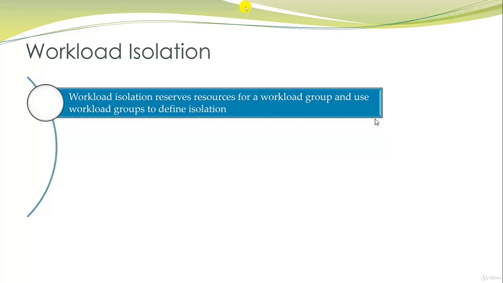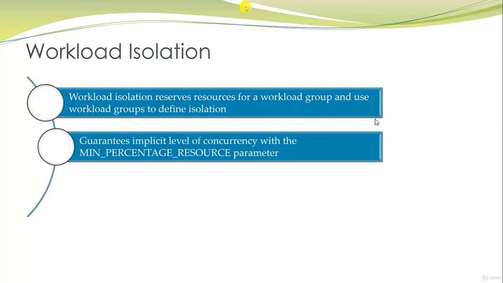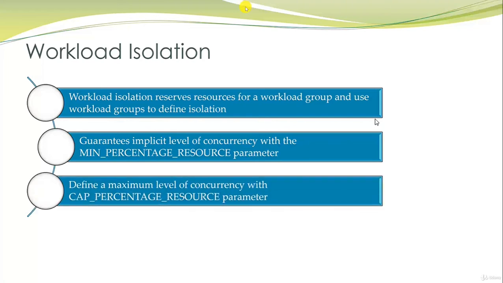Workload groups also allow you to define the amount of resources that are assigned per request, much like resource classes do. Workload groups give you the ability to reserve or cap the amount of resources a set of requests can consume. Basically, we have two things here. One, we can guarantee an implicit level of concurrency with the minimum percentage resource parameter. And also, we can define the maximum level of concurrency, and that is with the cap percentage resource parameter. Finally, workload groups are a mechanism to apply rules, such as query timeout, to requests.